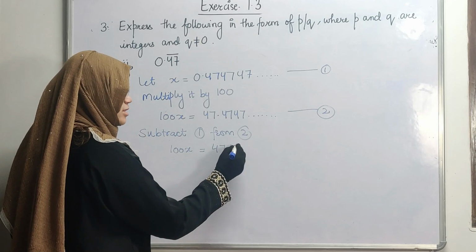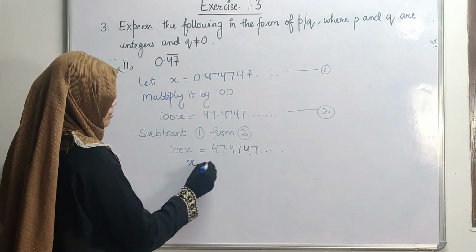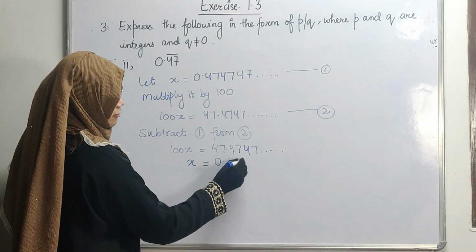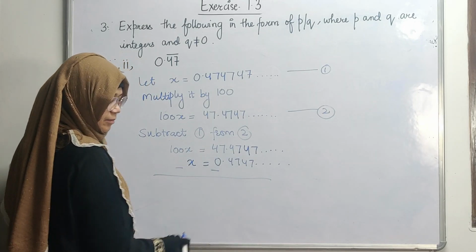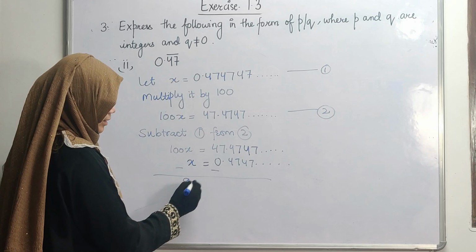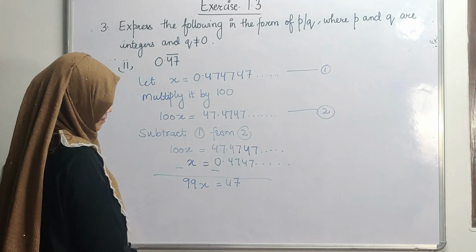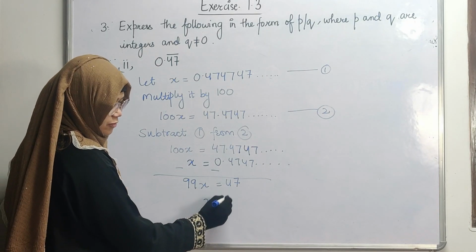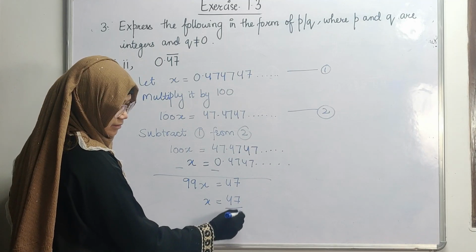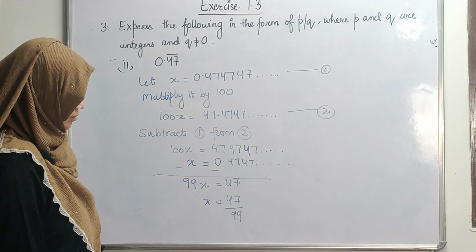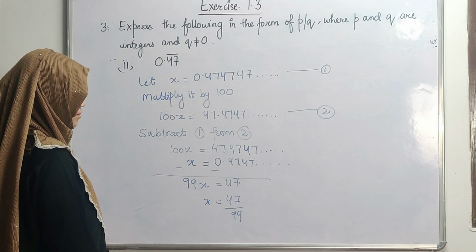100x is equals to 47.4747 and so on. x equals to 0.4747 and so on. Simply subtract करेंगे हम यहाँ पे. 100 minus 1 is 99x and here we get 47. So x equals to 47 upon 99. Okay, this will be your answer.